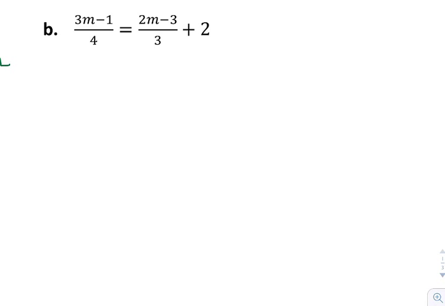Example 3b is (3m - 1)/4 = (2m - 3)/3 + 2. The only difference between 3a and 3b is the plus 2 on the end of the equation.